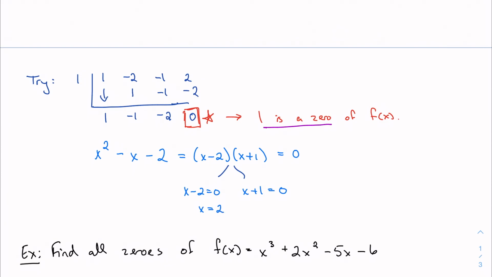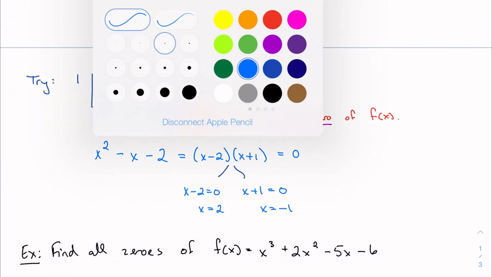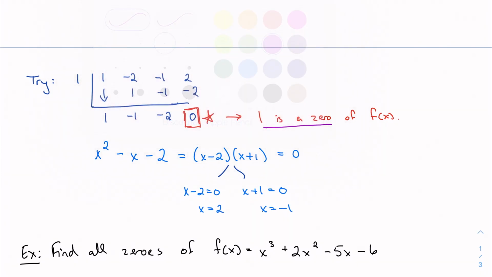I solve them both for x. And I get, whoops, I get my 3 zeros. So my zeros are 1, 2, and -1.